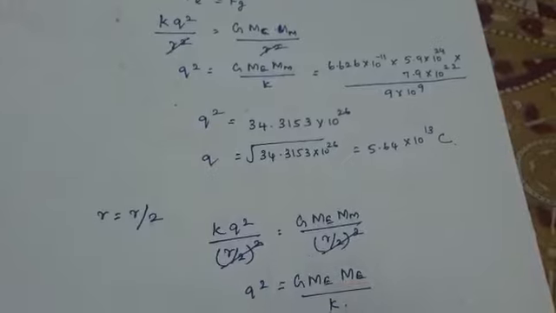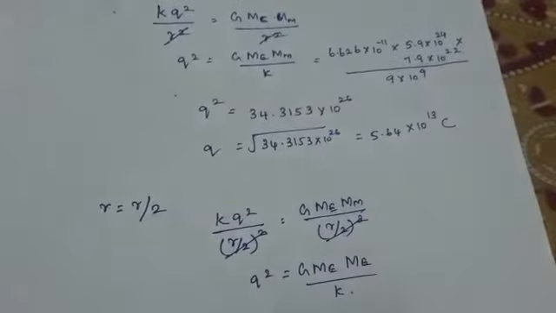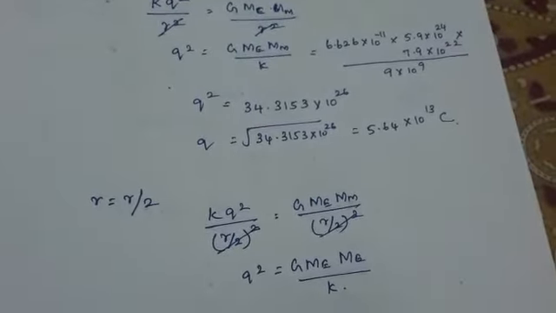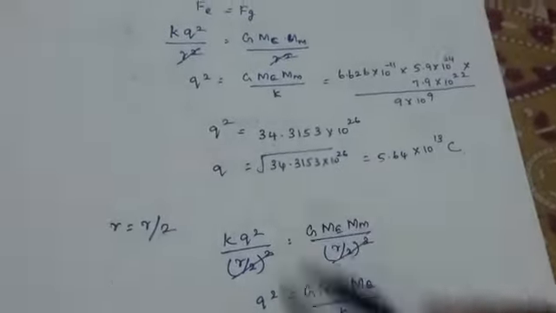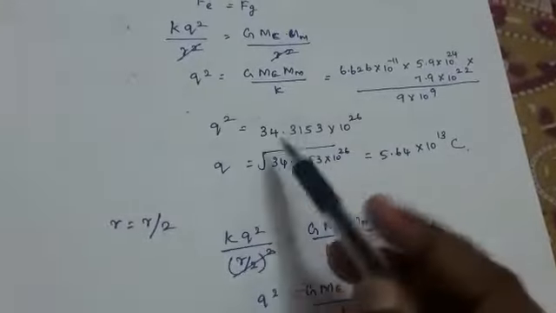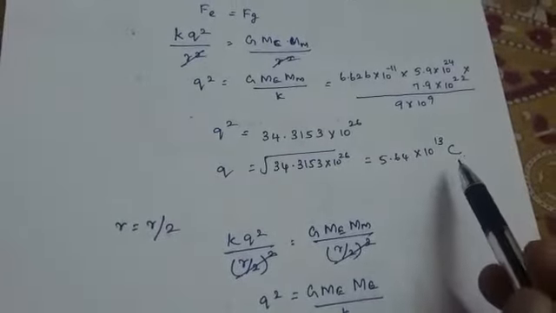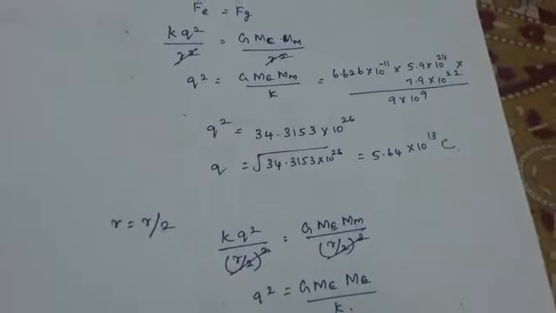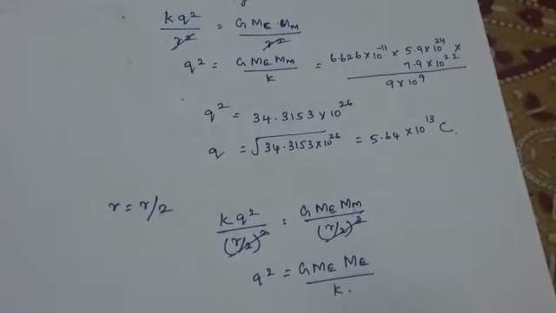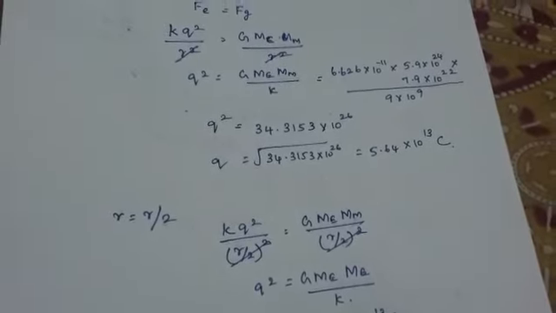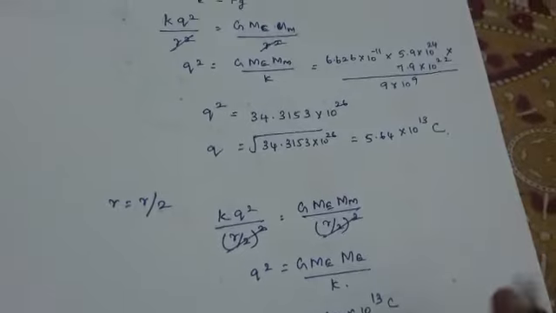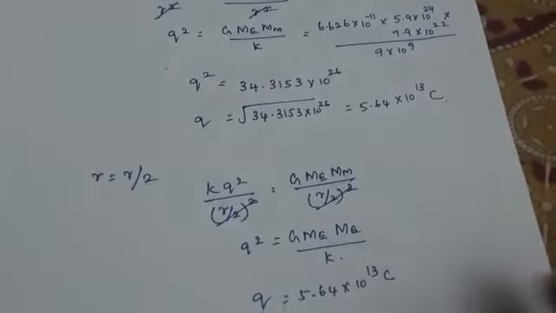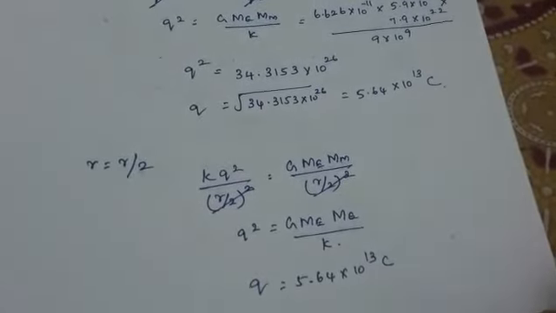This is the same as the previous equation. So here the Q value will not change, because it is like the previous equation itself. So we have calculated the value for the Q in the above equations. So your Q value will be 5.64 into 10 raised to 13 Coulomb. So the value of Q will not change, even if the distance between the Earth and the moon is halved. The value of Q will not change.